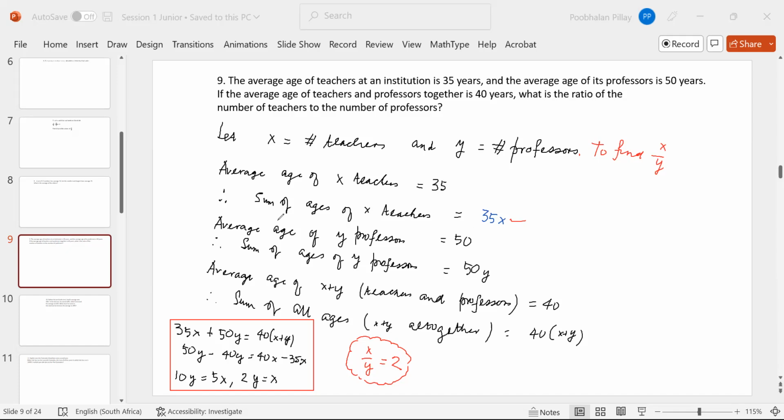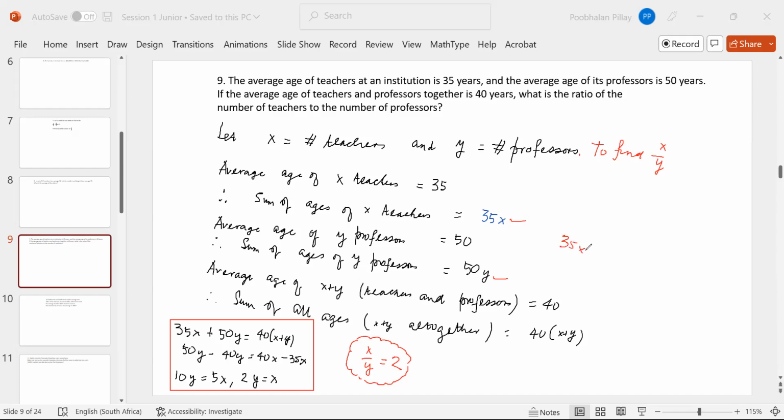And similarly, the average age of the Y professors is 50. The sum of their ages will be 50Y. So you now know the sum of the ages of the teachers, and you know the sum of the ages of the professors in terms of X and Y. So in other words, the total of the ages of all the members of the staff, the teachers and the professors combined, will be 35X.